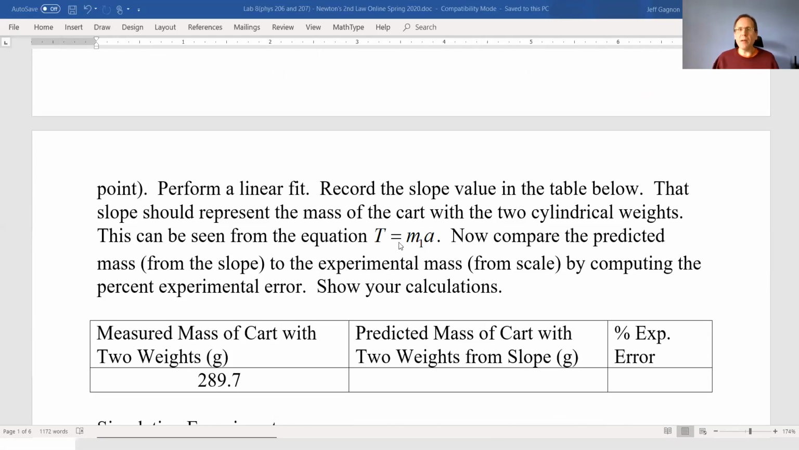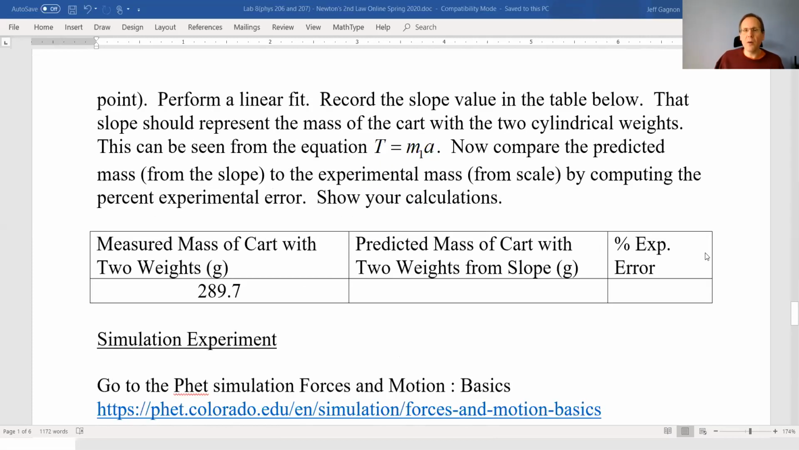Well, we know from the other equation that we derived that tension is equal to the mass of the cart times acceleration. And since I'm plotting tension on the y-axis and average acceleration on the x-axis, this is just a linear equation, like y equals mx plus b, where b is 0 in this case. So what is the slope? The slope is going to be the mass of the cart. In fact, in this part of the experiment, it was the mass of the cart with the 2 cylindrical weights, because we left those 2 cylindrical weights on. So when you record the slope here, in theory, it should equal the mass of the cart with the 2 cylindrical weights.